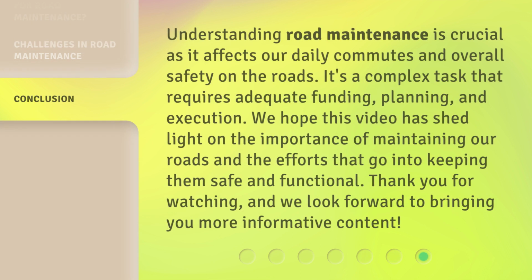Understanding road maintenance is crucial as it affects our daily commutes and overall safety on the roads. It's a complex task that requires adequate funding, planning, and execution. We hope this video has shed light on the importance of maintaining our roads and the efforts that go into keeping them safe and functional.